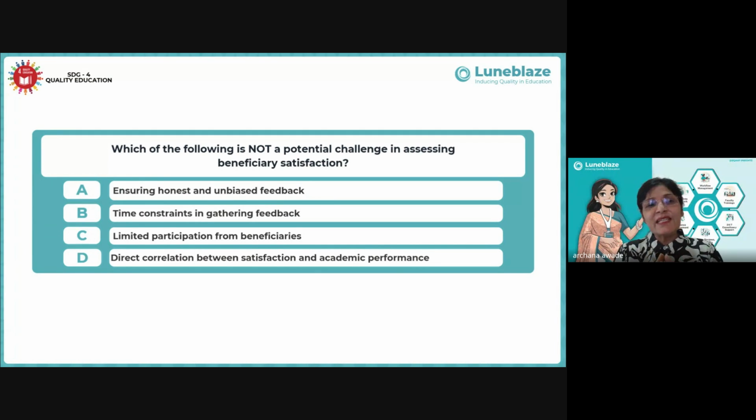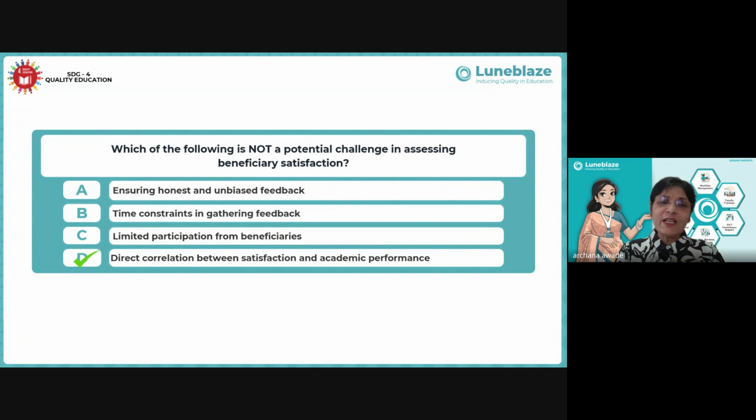Collecting satisfaction data has real challenges, such as getting honest responses, ensuring enough participation, and managing time for the data collection. So what does it mean? Many times we feel that high exam scores will guarantee parent satisfaction, but this assumption is many times incorrect, because academic success alone does not equal the overall satisfaction of the parent. And that's why the last option, direct correlation between satisfaction and academic performance, stands out as not a real challenge, because it's a misconception and not a data issue.